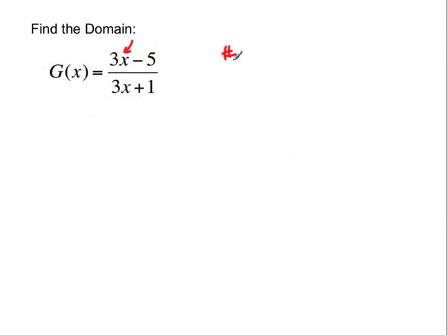But on the bottom, there is something that I don't want, and that is to make it undefined, which means we do not want a 0 on the bottom. So I know I can just ignore the top, because with the domain, we know everything's going to work there. There is going to be something that's not going to work on the bottom.